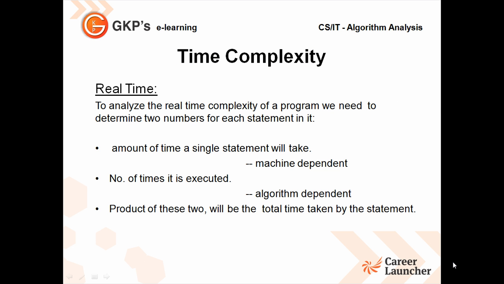So, in the analysis of the real time complexity of a program, we need to determine the number of times each statement is executed. That means the amount of time a single statement will take is machine dependent, but the number of times it is executed is algorithm dependent. So the product of these two will be the total time taken by the statement.